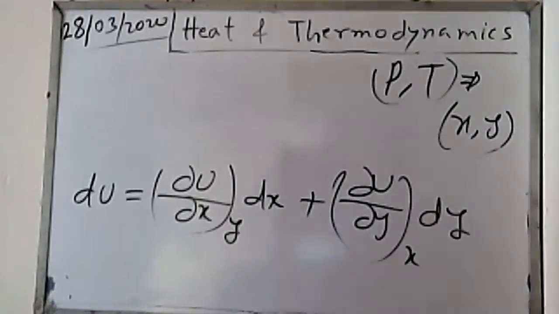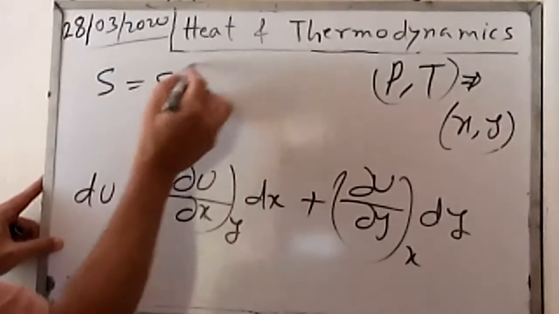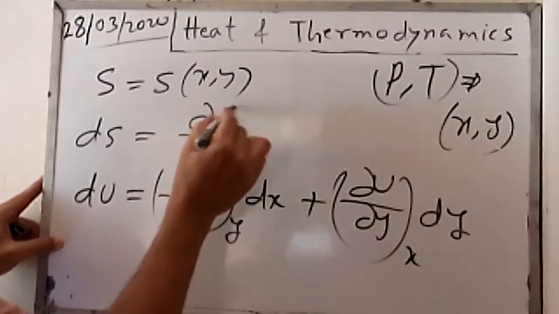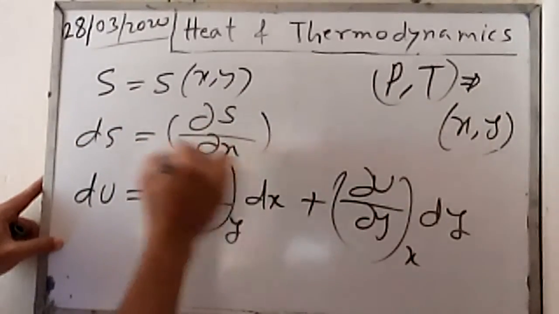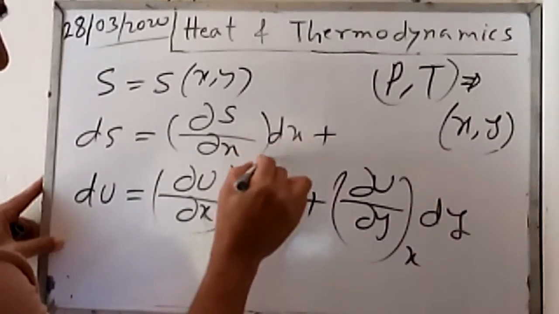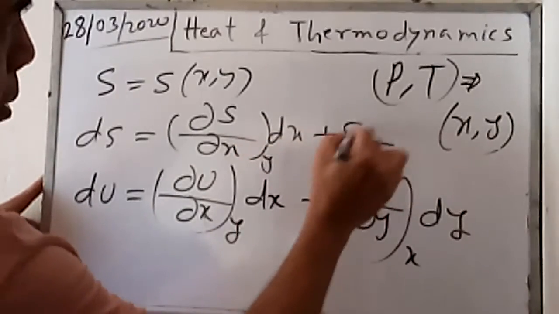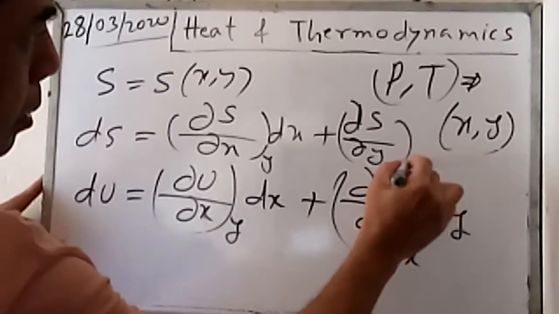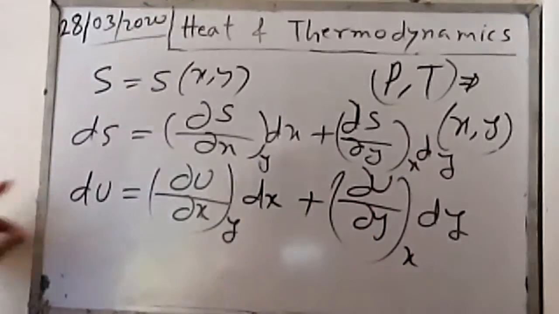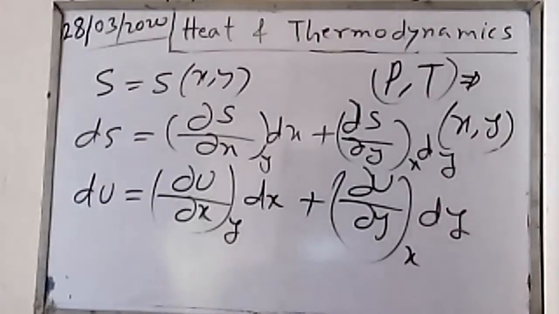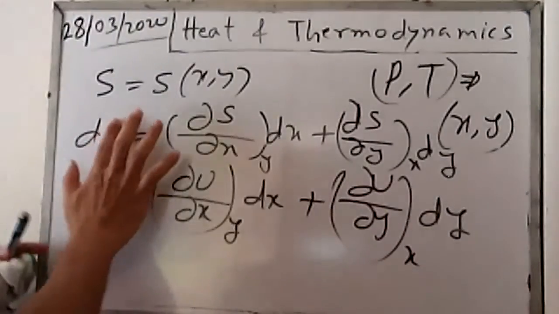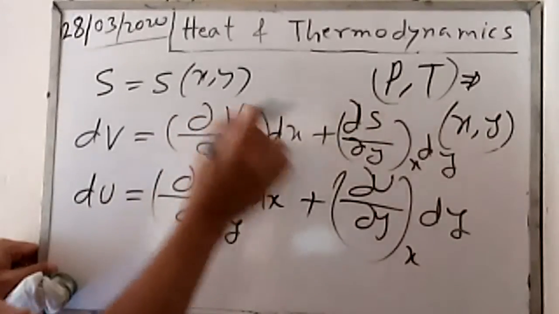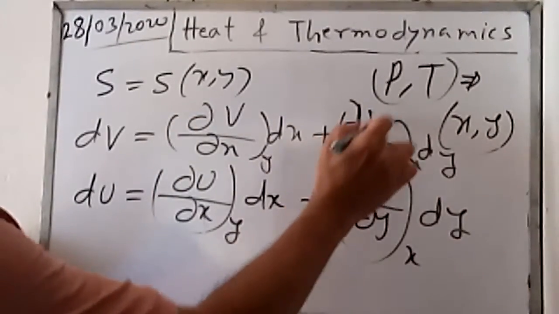Similarly, you will get S as a function of x and y, then dS equals del S by del x dx plus del S by del y dy. And similarly for V, this will be V, volume.